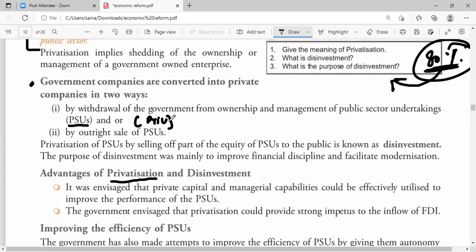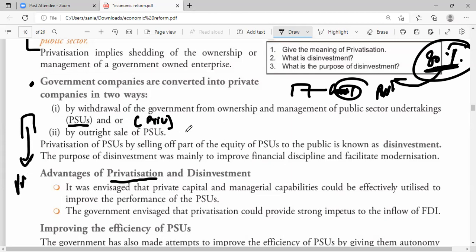So there were two ways. First, you can change the ownership. For example, this company is under the government, the owner is the government. But now you change the owner, and this company is under the private sector, maybe some person. Second, by outright sale of PSUs: a company under the government sector is sold to the private sector, which is known as disinvestment. So government companies are converted into private sector companies in two ways, by withdrawal and by outright sale of PSUs. Clear?